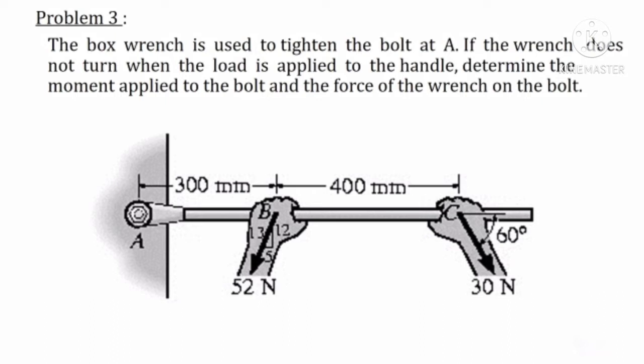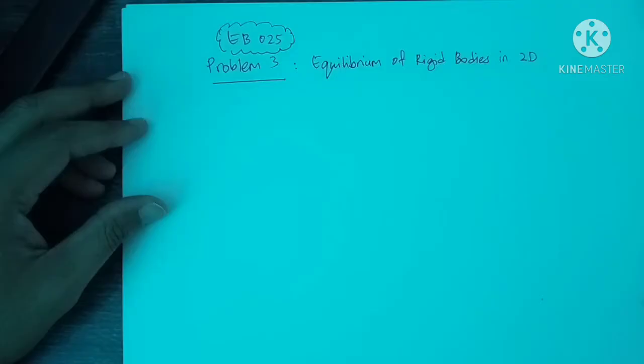Problem 3. The box wrench is used to tighten the bolt at A. If the wrench does not turn when the load is applied to the handle, determine the moment applied to the bolt and the force of the wrench on the bolt.